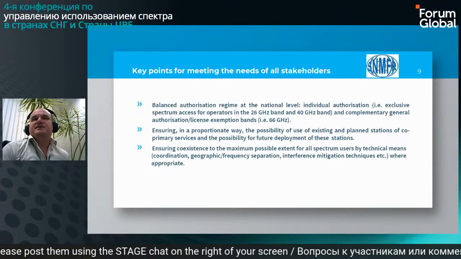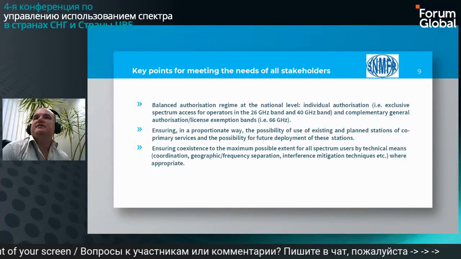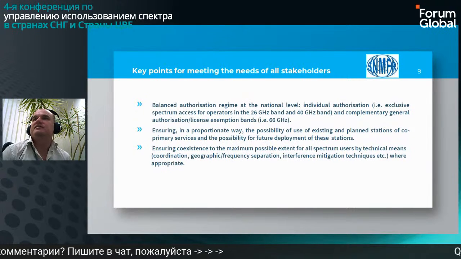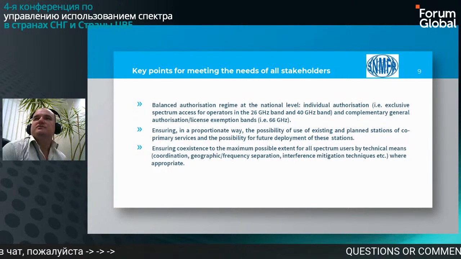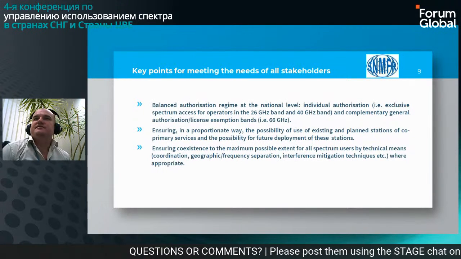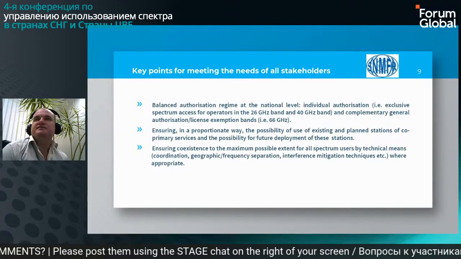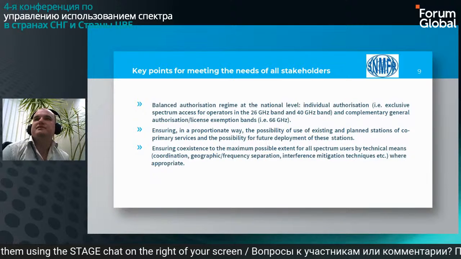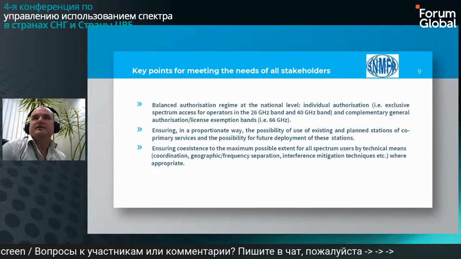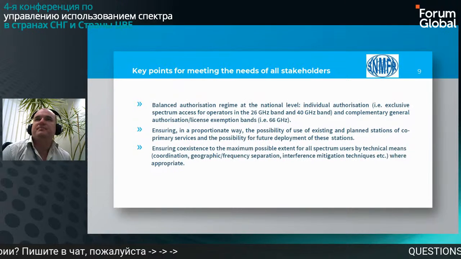Okay, as a summarization of what's been said, what are the key points for meeting the needs of all stakeholders in this band? First of all, we need to have a balanced authorization regime in our countries at the national level. We can have, for example, individual authorization and dedicated spectrum access for the operators in the 26 GHz and 40 GHz bands, and complementary general authorization or license exemption in the 66 GHz band. Certainly, this depends on each country's specific domestic regulation.